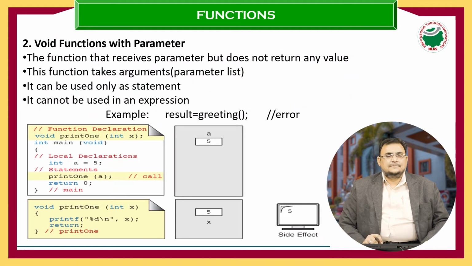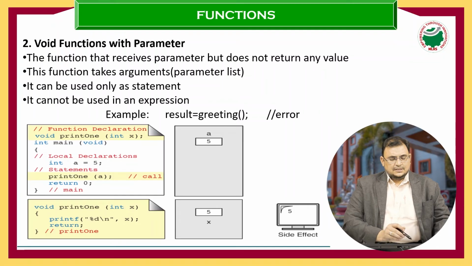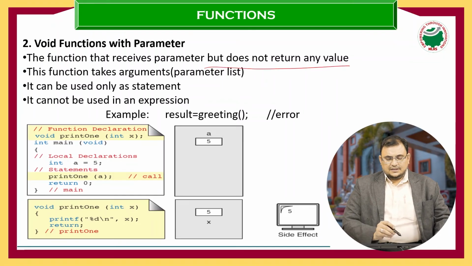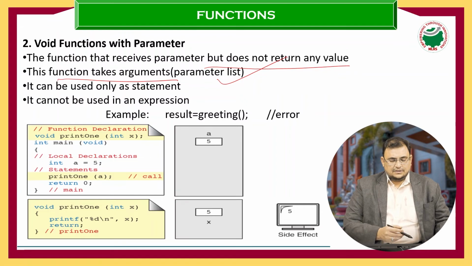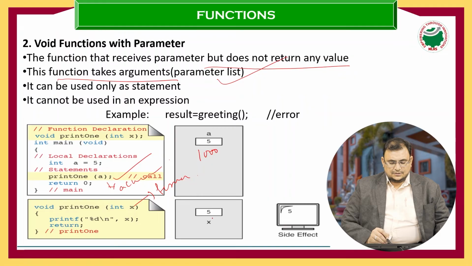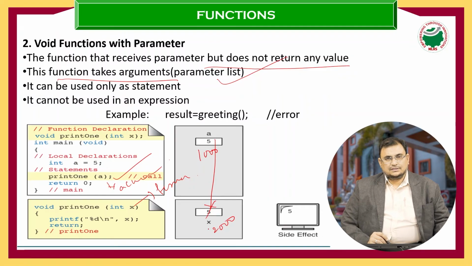And coming to the second case, a void function with parameters: the function that receives parameters but does not return any value. This function takes arguments, meaning we have actual parameters followed by formal parameters, but there is no return value. For example, while you are calling, you are passing a parameter. A is called an actual parameter and X is called a formal parameter. Assume A has address 1000 and X has address 2000. When a call occurs, the value is copied from 1000 to 2000.